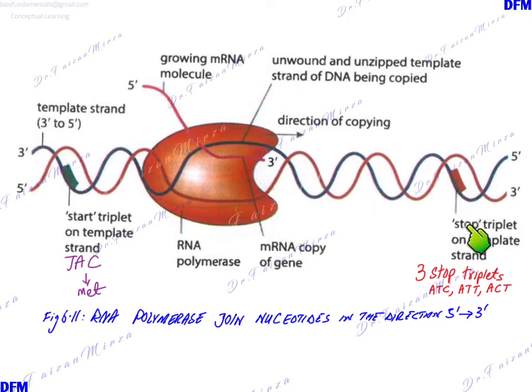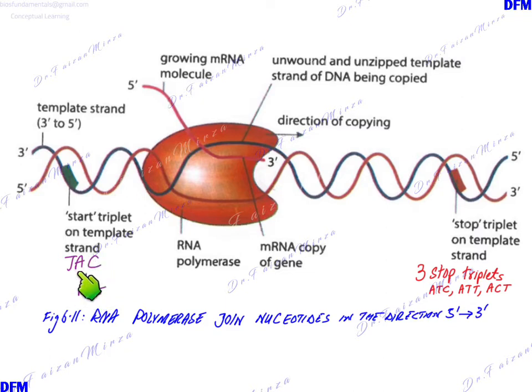The stop codon or the stop triplet is ATC or ATT or ACT. Either of these three will be located here, and again they are present on the same 3 prime to 5 prime template strand. When the stop codon comes, the mRNA transcript will stop being added further anymore. So new nucleotides will not be placed, and the mRNA will be free to move out of this DNA molecule. The exposed bases of the template strand and the non-coding strand of the DNA will start to coil up once again into a double helix structure using complementary base pairing and hydrogen bonds.